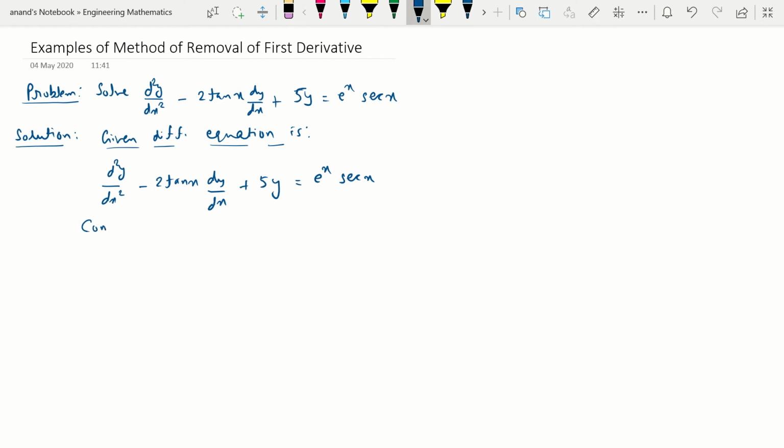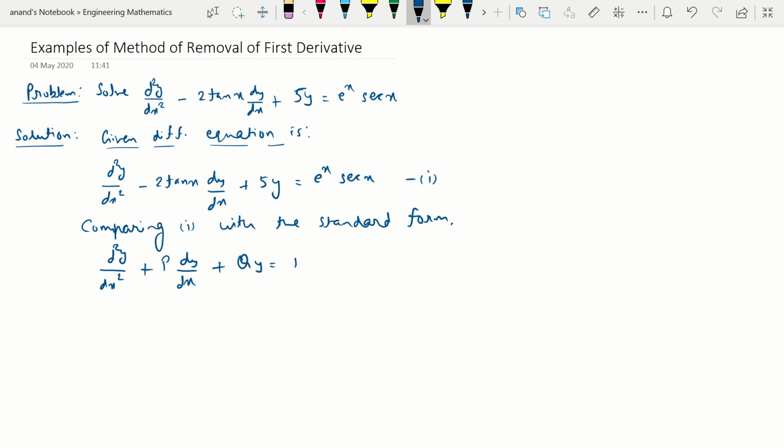Now comparing it with the standard form, that means d2y by dx2 plus p dy by dx plus qy equals r, we get p equals minus 2 tan x, q is 5 and r is e to the power x sec x.